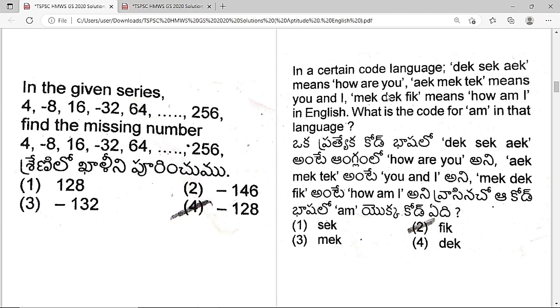So basically, in a certain code language, dek, sek, ek means how are you. Ek, mek, tek means you and I. Mek, dek, pik means how am I. This is the translation in English. So what is the code for am in the language? Among the four options, option 2, pik, is the correct solution of this question. Let's solve this numerically.